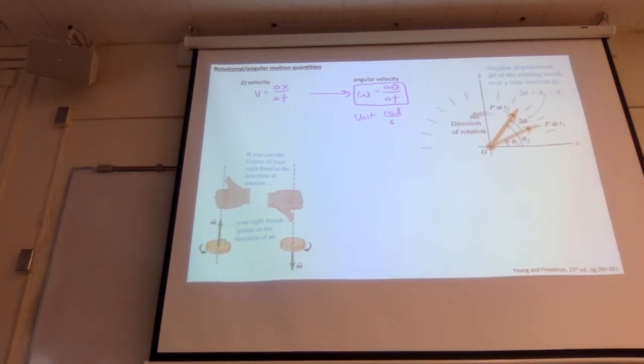Sorry, what's the W thing called again? Omega. Omega is angular velocity. Lowercase curly w.